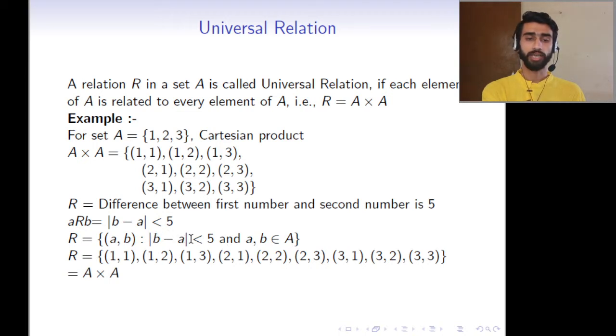Now let's check, is there any pair of elements in the Cartesian product which satisfies this relation? 1 minus 1, it is 0. The difference is 0, which is less than 5. So the difference between 1 and 1 is less than 5.